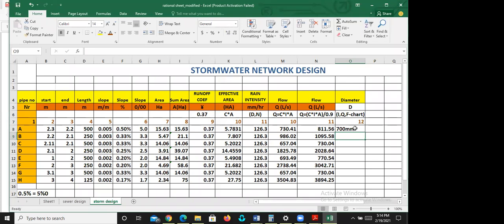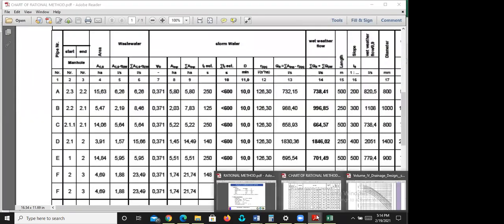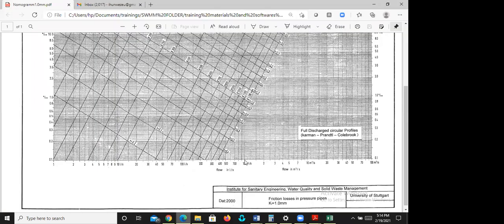The next one is 1,000 cubic meter. This one is 1,000 against 3.3%. Okay, sorry. This is 1,095, this is 1,150, this is 1,250. So 1,095 is just one line after 1,000, against 3.3. It's giving me 800.